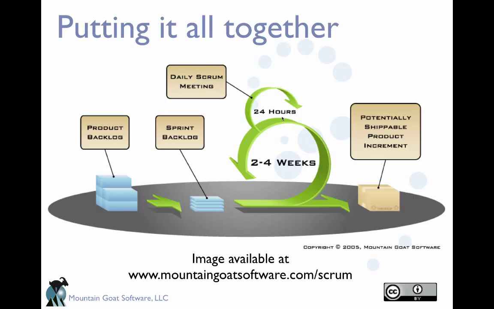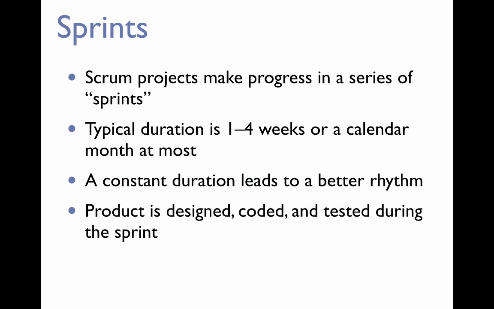So let's talk about the elements in specific. As I noted, game development in Scrum is organized in sprints, of a duration of 1 to 4 weeks. The fact that you have a constant duration, always the same duration in which you work, leads to a better rhythm. Everybody knows what to do when and when to expect what. And in that sprint, a piece of the product, an iteration of the game, is designed. You come up with the idea, flesh out the idea, it's coded, it's developed, and tested during the same sprint.